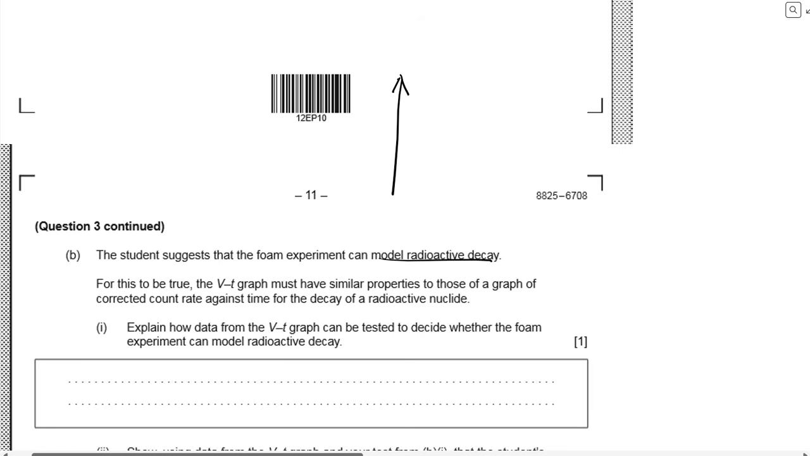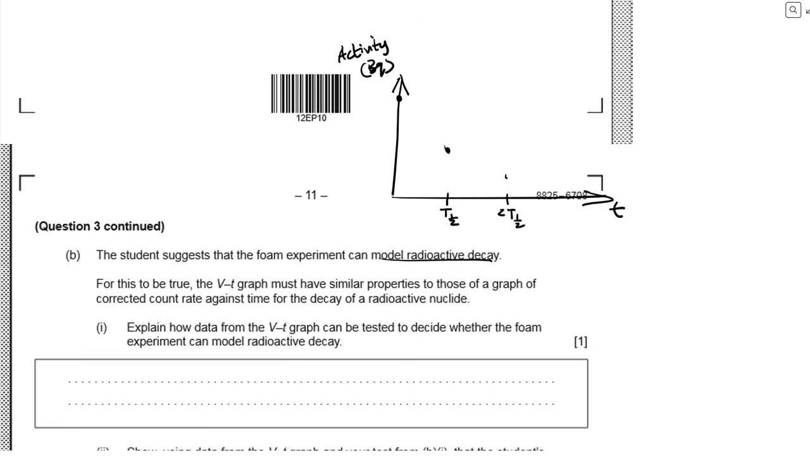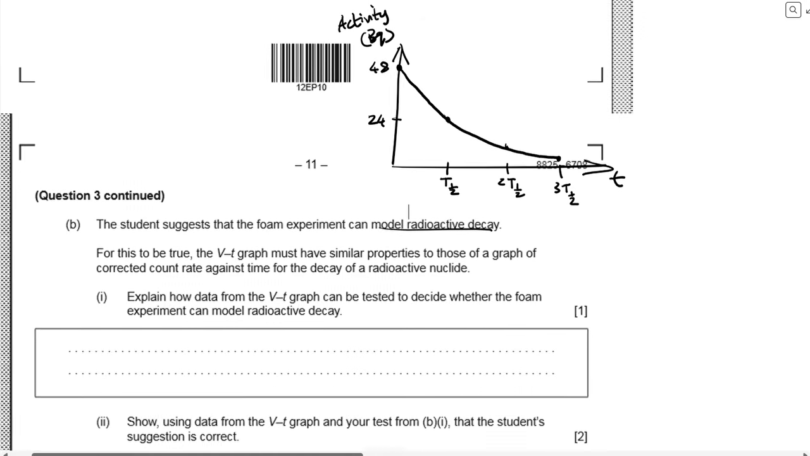So for radioactive decay, we have the graph looking like this, right? Time on one axis, and activity in becquerels on the other, and we have something like t half, and 2t. Let's say this is 48, just using the data, and this is 24. And so this is the half-life.